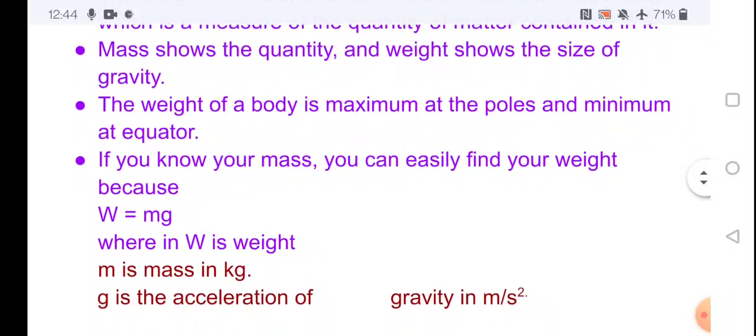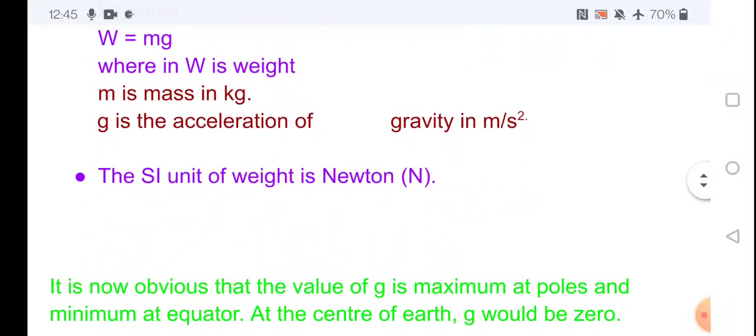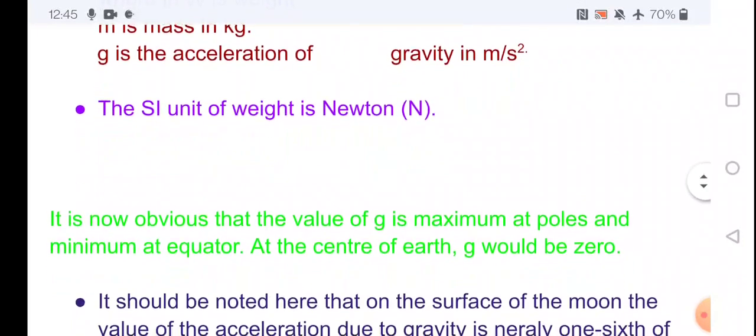The weight of the body is maximum at the poles and minimum at the equator. If you know your mass, you can easily find out your weight, because W = mg, where W is the weight, m is the mass, and g is the acceleration due to gravity. The SI unit of weight is Newton.